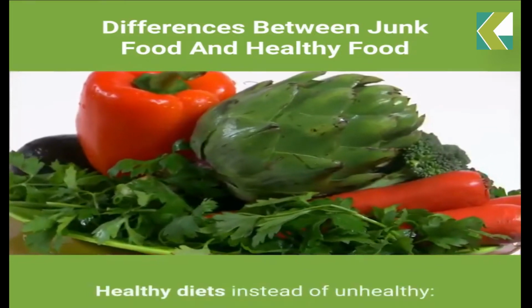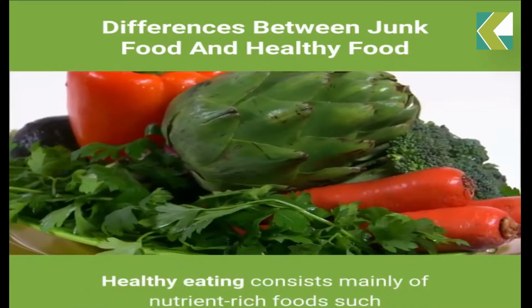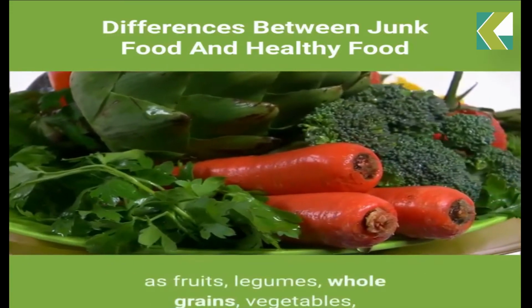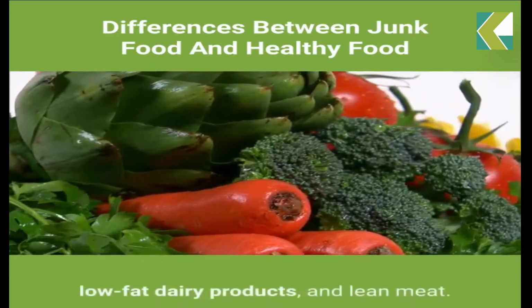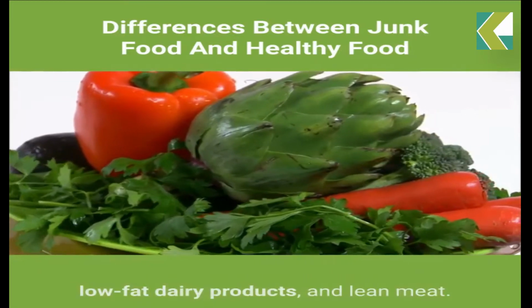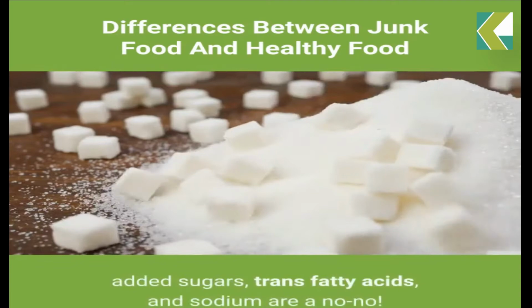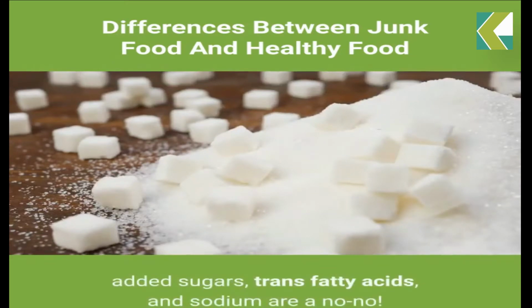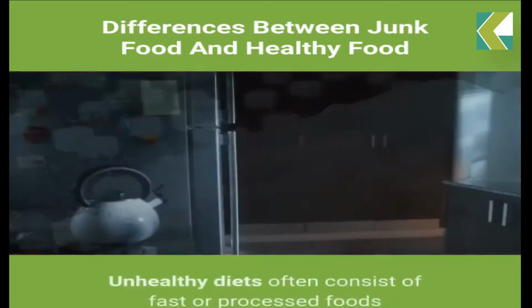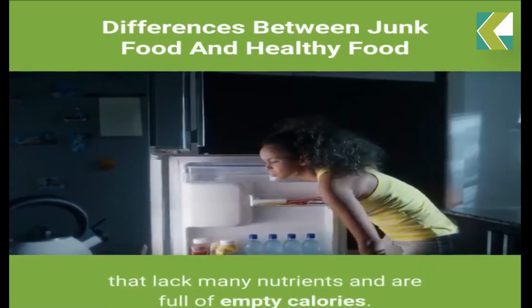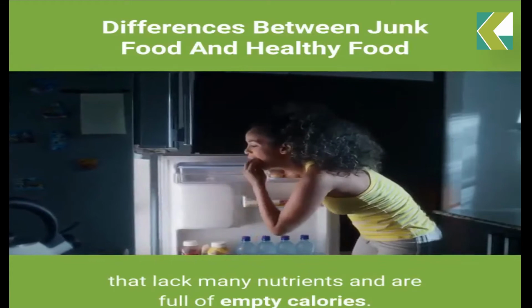Healthy diets instead of unhealthy. Healthy eating consists mainly of nutrient-rich foods such as fruits, legumes, whole grains, vegetables, low-fat dairy products, and lean meat. On the other hand, diets rich in saturated fats, added sugars, trans fatty acids, and sodium are a no-no. Unhealthy diets often consist of fast or processed foods that lack many nutrients and are full of empty calories.